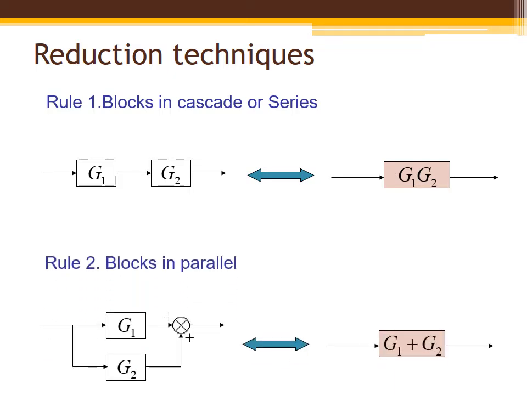Now we'll see rule number 2: blocks in parallel. The gains of blocks connected in parallel get added algebraically. In this, G1 and G2 are two different gains, and they get added. If you see the sign of G1 and G2, the summing point is positive. So we can represent this as one block with the addition of G1 and G2. But in this, both directions should be the same.